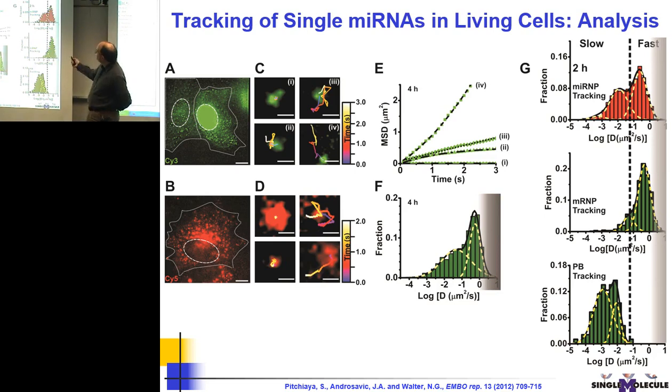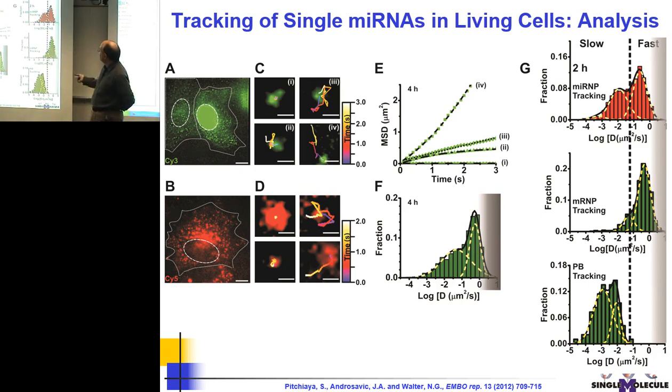But what you can see is also that there are two peaks here in both cases, a slower diffusing peak to the right and a faster diffusing peak to the left. The slower one diffuses, the particles diffuse with about 1 micrometer squared per second. Here they diffuse with hundredths of a micrometer squared per second.